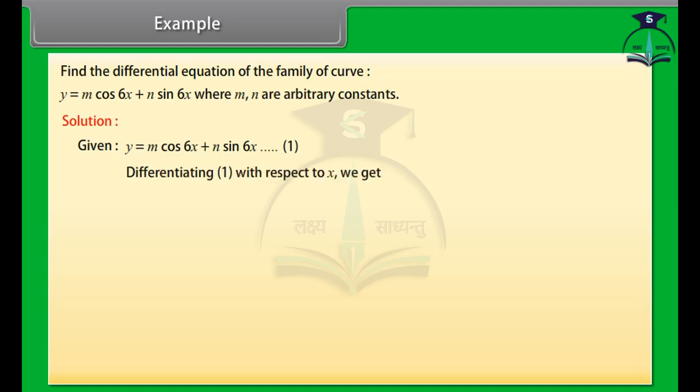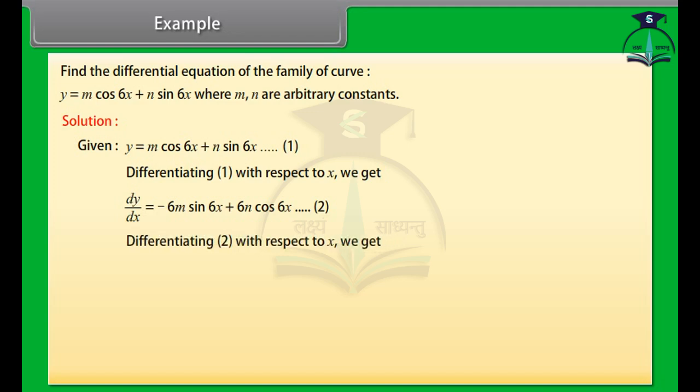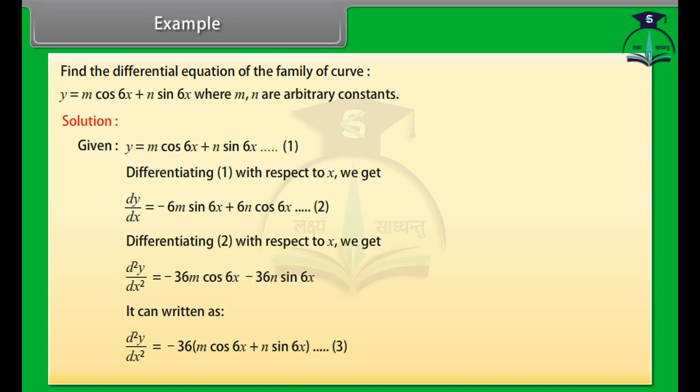Differentiating equation 1 with respect to x, we get dy/dx = -6m sin 6x + 6n cos 6x. Name it as equation 2. Differentiating equation 2 with respect to x, we get d²y/dx² = -36m cos 6x - 36n sin 6x. It can be written as d²y/dx² = -36(m cos 6x + n sin 6x).